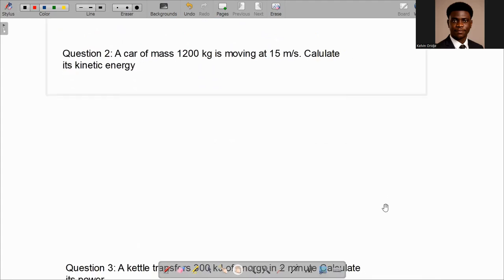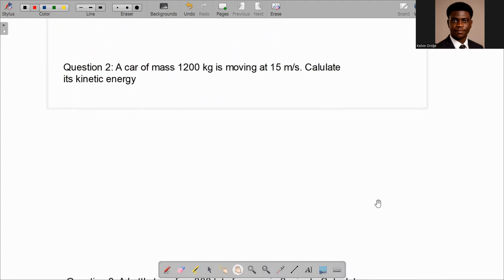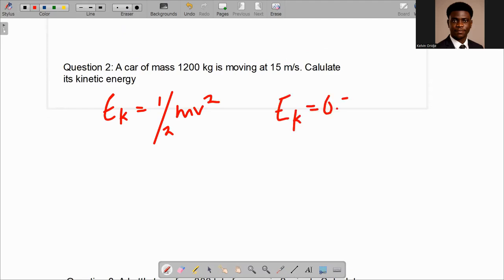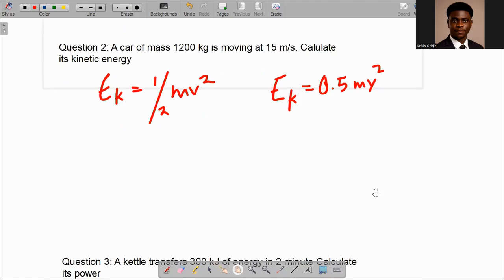Question 2 says a car of mass 1,200 kg is moving at 15 meters per second. Calculate its kinetic energy. So solving for kinetic energy, if you look at your equation sheet, you see an equation like this: E of k is equal to half mv squared. Or you can see an equation like E of k is equal to 0.5 mv squared. So half here is the same as 0.5. So with any one of the equations you use, you will arrive at the same answer.